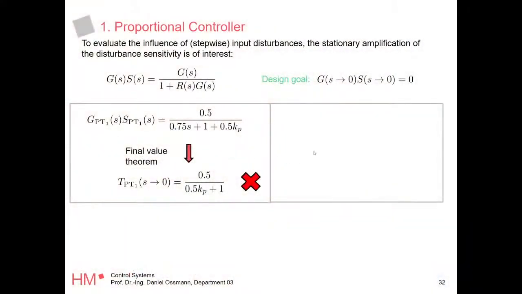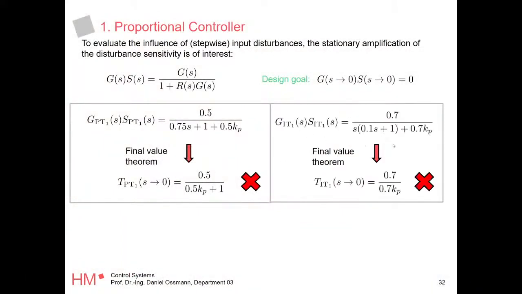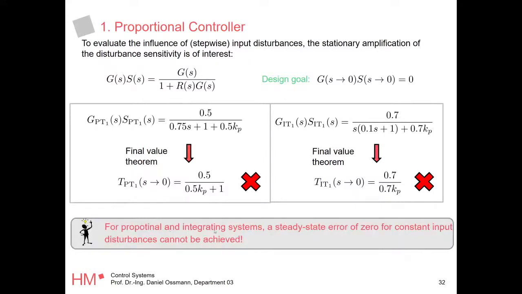So more interesting probably is the integral system. For the integral system, we saw that we actually have perfect reference tracking with a proportional controller. However, we don't have perfect disturbance attenuation. See? This guy, again, will not get 0, whatever Kp you put in there. So, for proportional and integrating systems, a steady state error of 0 for a constant disturbance input cannot be achieved.